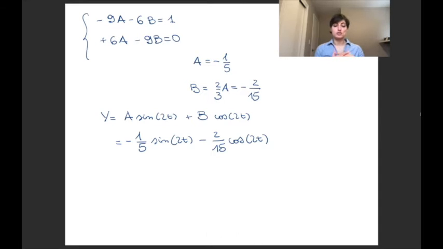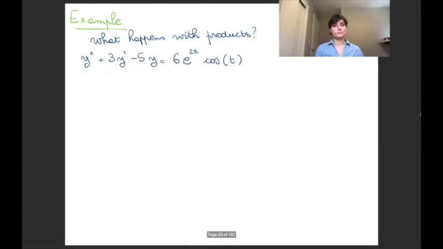Remember that the general solution is the sum of the particular solution plus the general solution of the homogeneous equation. So the next question is, what happens when we have products? Now we have y second plus 3y prime minus 5y equal 6 exponential of 2t cos of 2t.